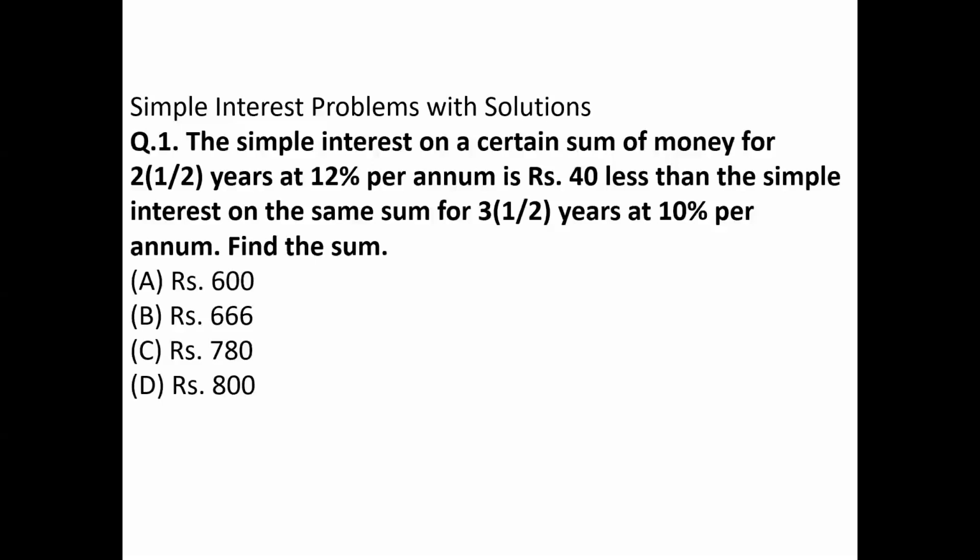So the simple interest on a certain sum of money is given at 12% per annum for 2 and 1 by 2 years, that is 2.5 years. And it is rupees 40 less than the simple interest on the same sum for 3 and a half years, that is 3.5 years, at 10%. So we need to find the total sum.